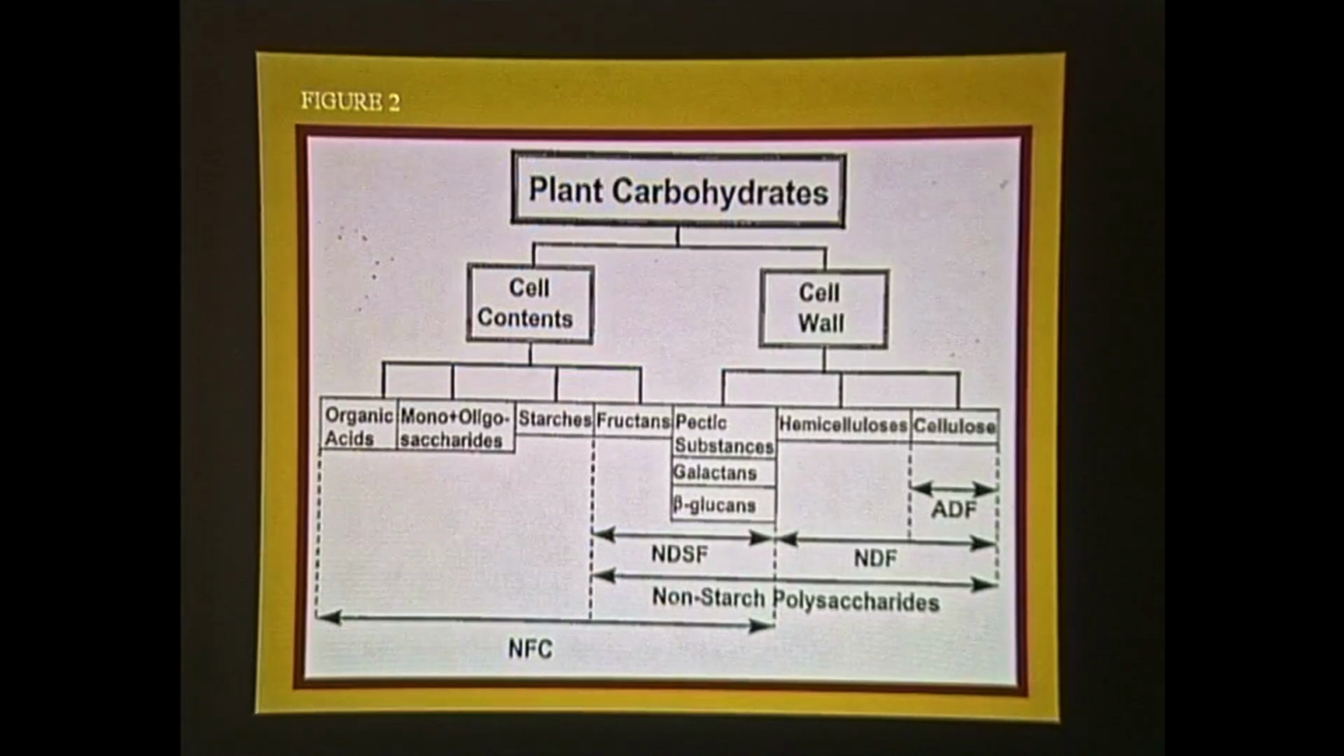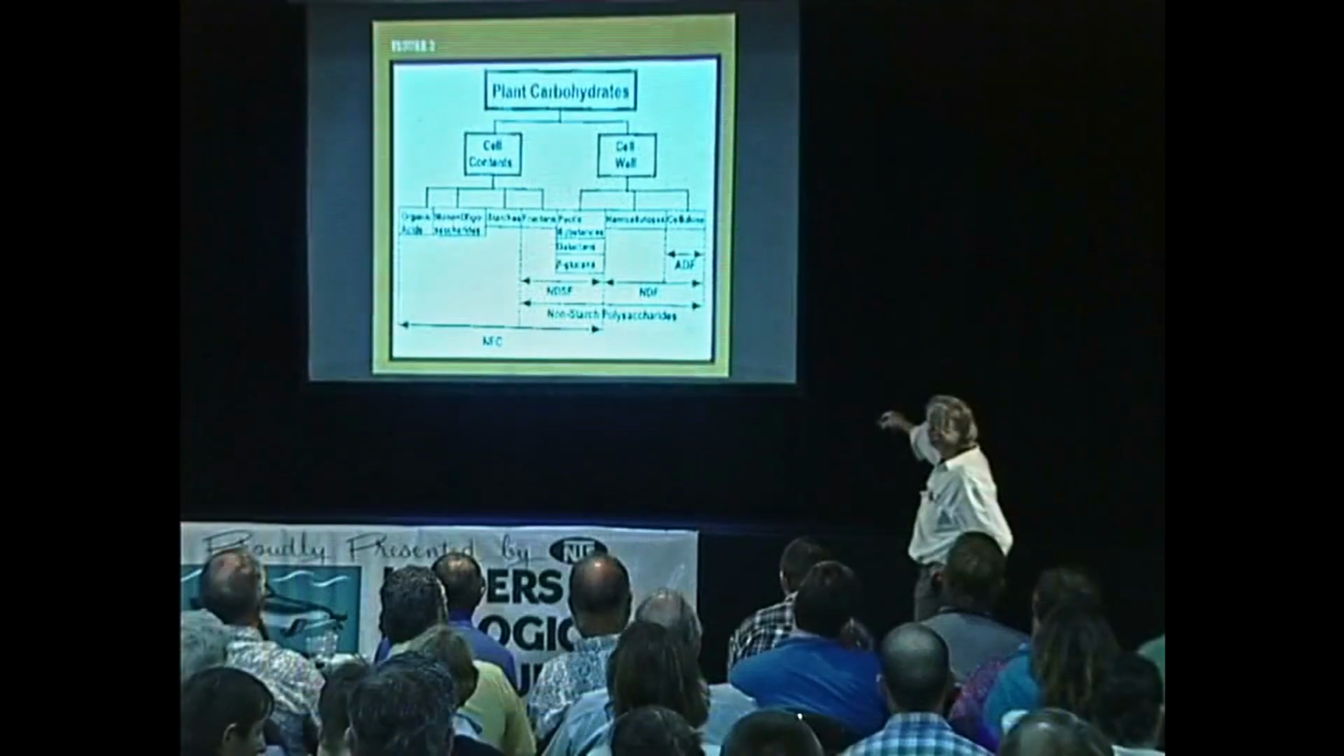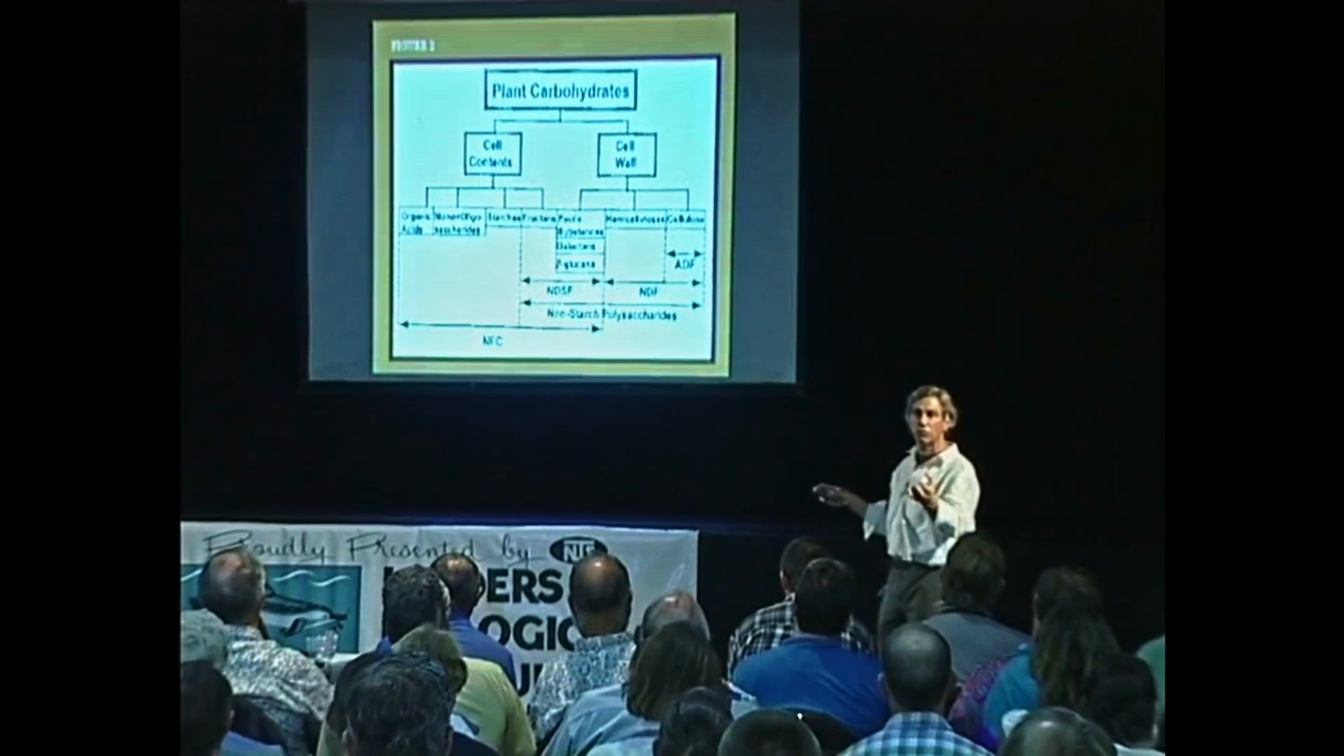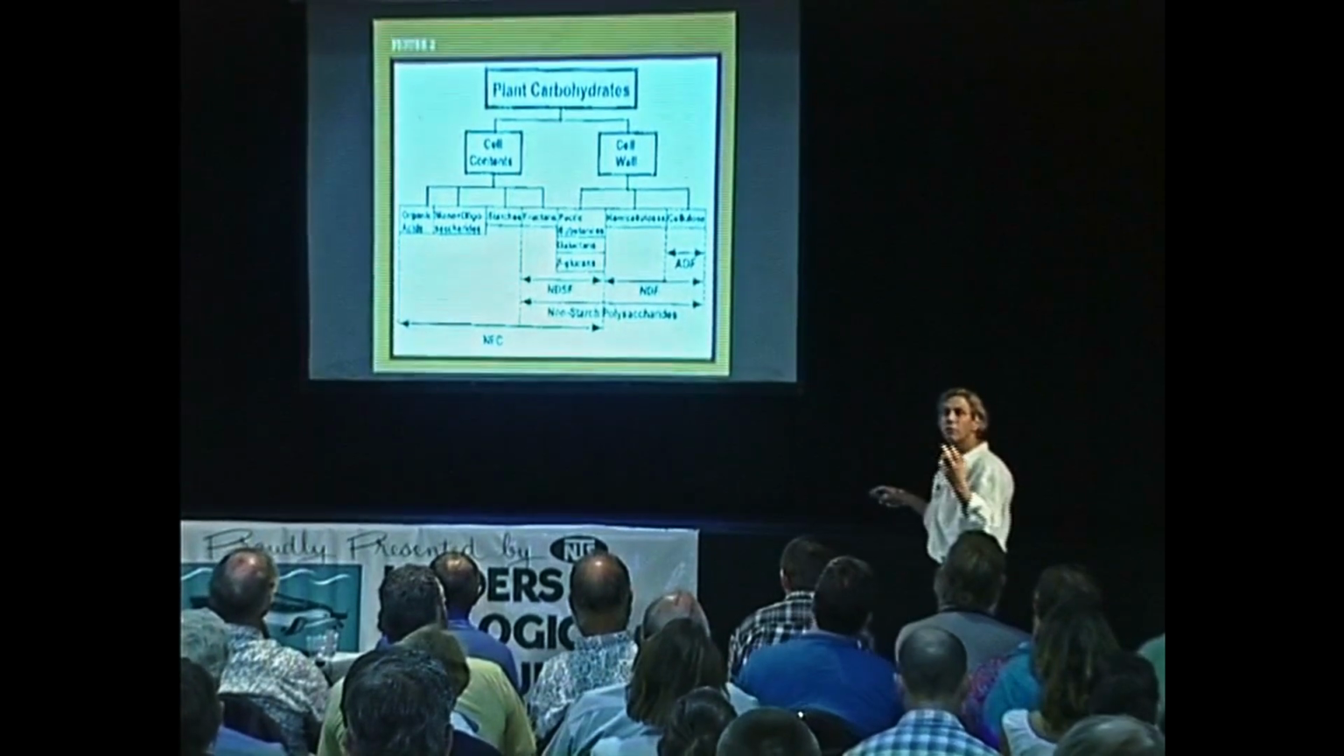So you can see plant carbohydrates, here's the kinds that you really want to produce. You have the cell contents inside the cell, and you have the cell wall. And you can see that the pectin substance, galactans, and beta-glucans, they're the ones that are in the cell wall, and yet they're considered under the NFC. NFC is a group of the really fermentable, quickly fermentable energy sources that are in forages.